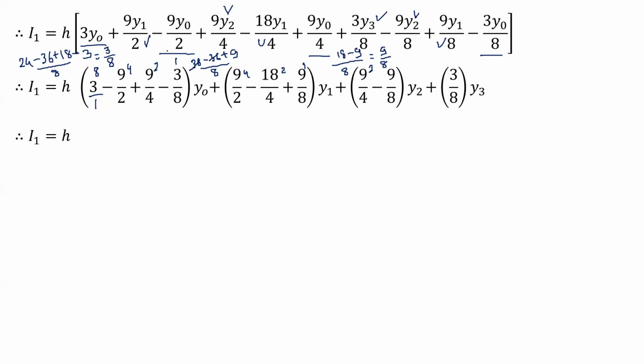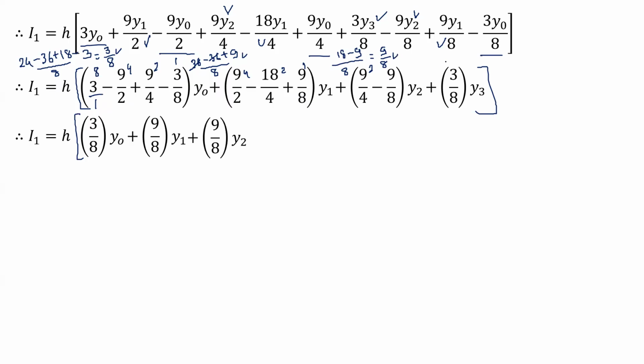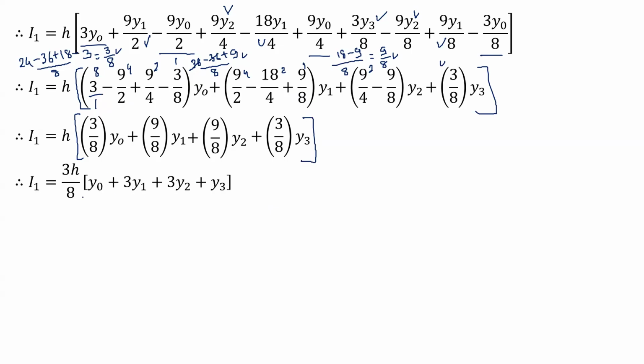Now from this, h is common to all, so actually we have a bracket over here. Now in all of this we have 3 by 8. So we will first write, first term we got 3 by 8 y0. Then second term we got 9 by 8, so plus 9 by 8. Third also we have 9 by 8. And last we have 3 by 8. So we have these terms in which 3 by 8 is common. So we will take 3 by 8 common. So 3h by 8 y0 plus 3y1 plus 3y2 plus y3.